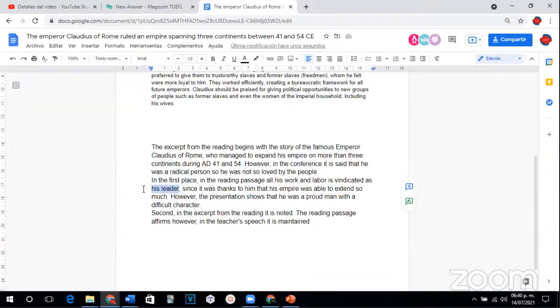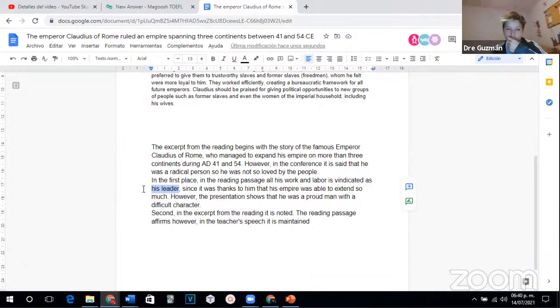I just want to say that, could I say it in Spanish? Yeah, sure. Quería decir que gracias a él se había logrado expandir su territorio y que tal vez su trabajo no era muy reconocido por su carácter. All right. All his work and labor is vindicated as a leader. Entonces, tal vez mejor como un líder, ¿no?